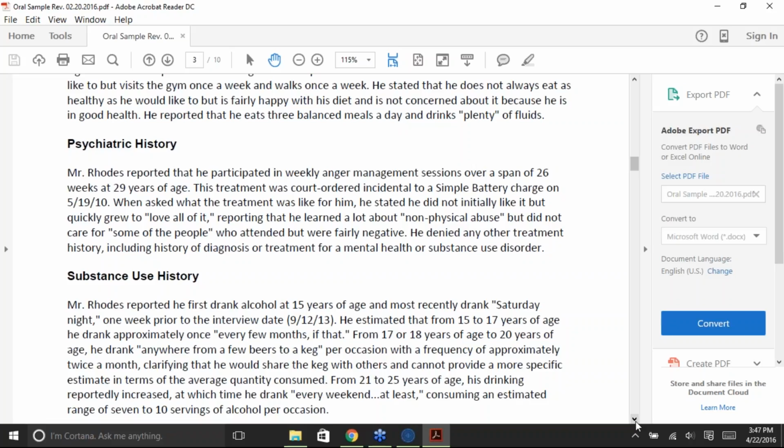When asked what the treatment was like for him, he stated he did not initially like it, but quickly grew to love all of it, reporting that he learned a lot about non-physical abuse, but did not care for some of the people who attended, but were fairly negative. He denied any other treatment history, including history of diagnosis or treatment for a mental health or substance use disorder. So pretty cut and dried, but anybody have any questions about this?